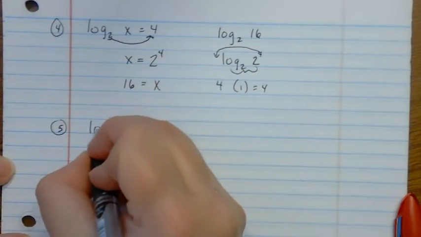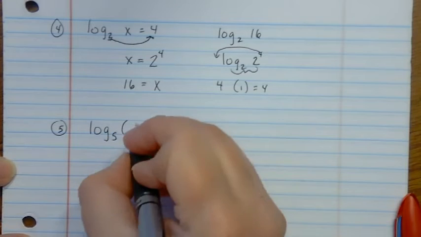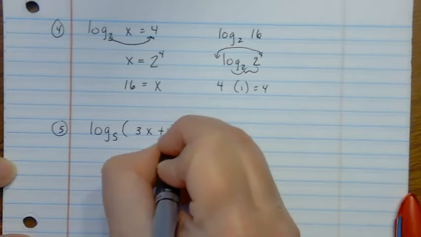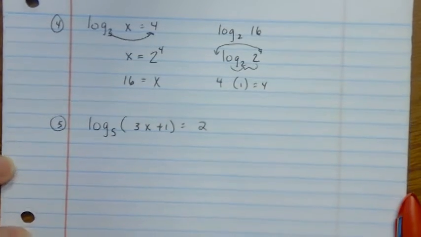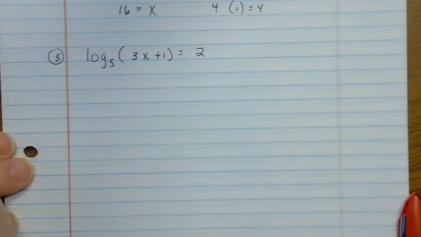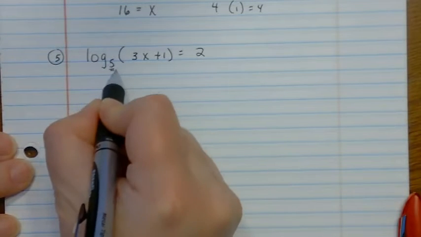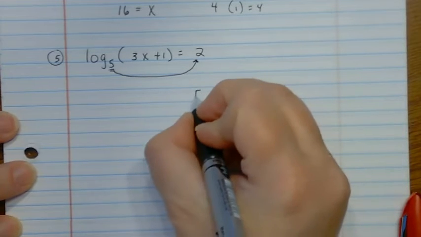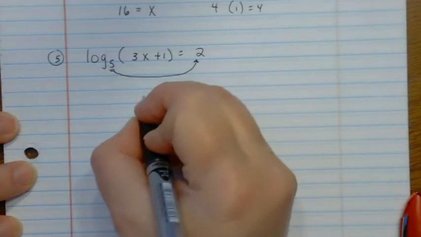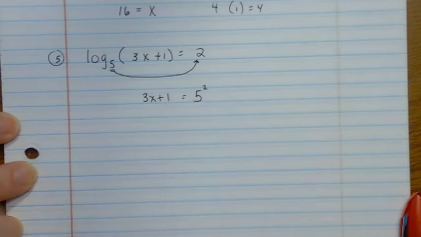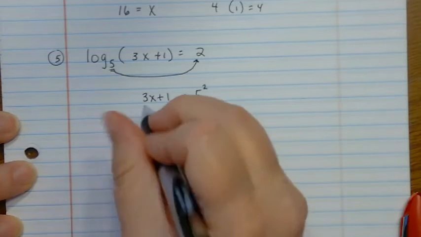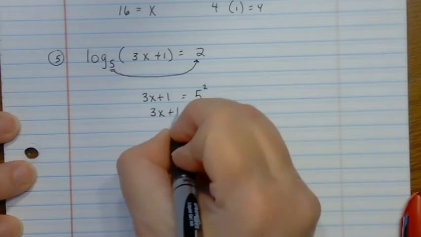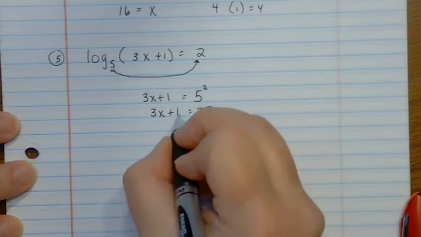Log base 5 of 3x plus 1 equals 2. So if it starts off in log form, to solve, I have to change it to an exponent. Since this is log base 5, the 5 goes to the other side and becomes the base value, and it equals the answer. So 3x plus 1 equals 25.